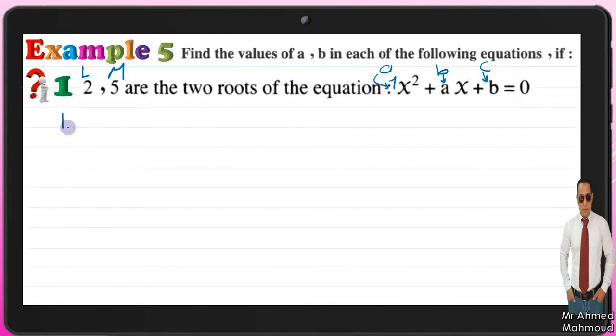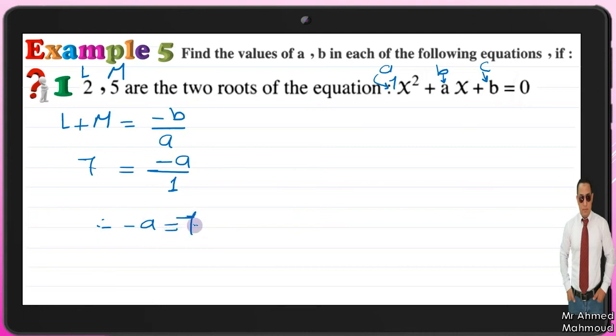Okay, now L plus M equals negative B over A. So L plus M, 2 plus 5 equals 7, equals negative B, B here in place of A. So it will be negative A over, in place of A I will write 1. Negative A over 1 equals negative A, therefore negative A equals 7. So A equals 7 divided by negative 1, so A equals negative 7. This is the value of A.